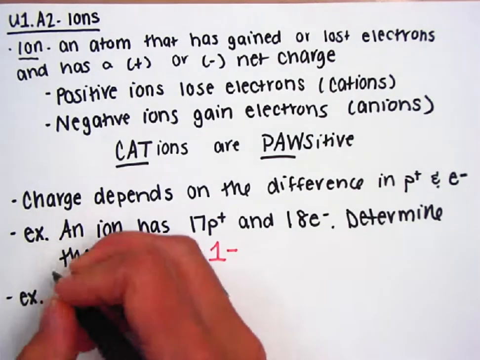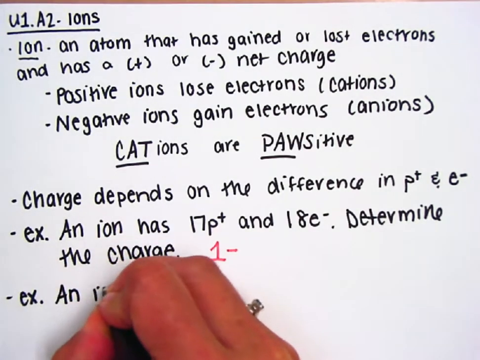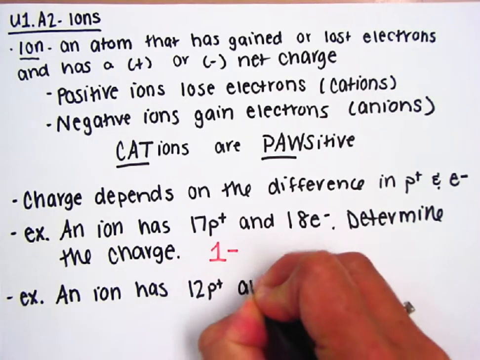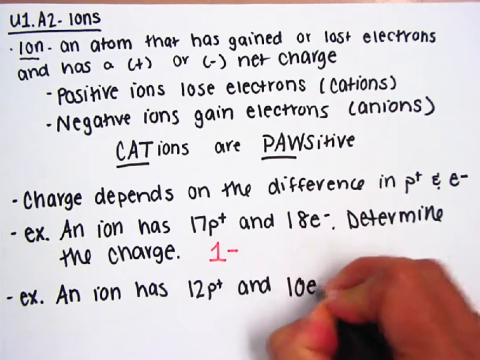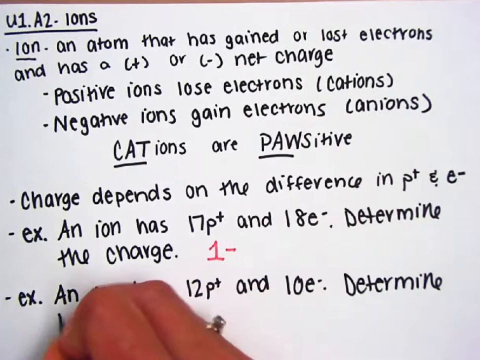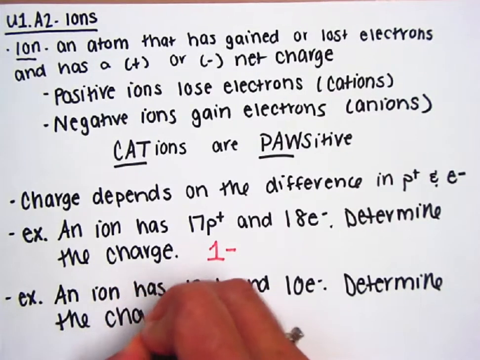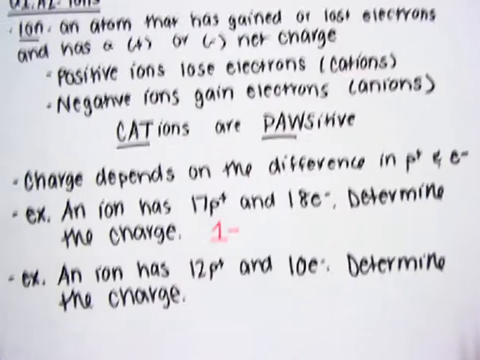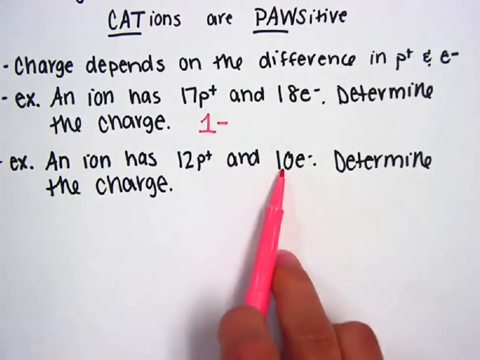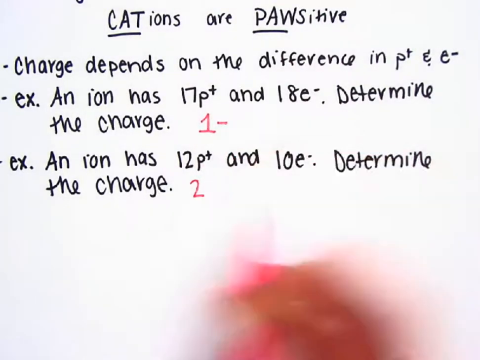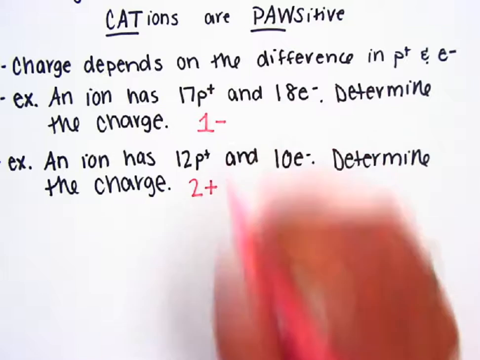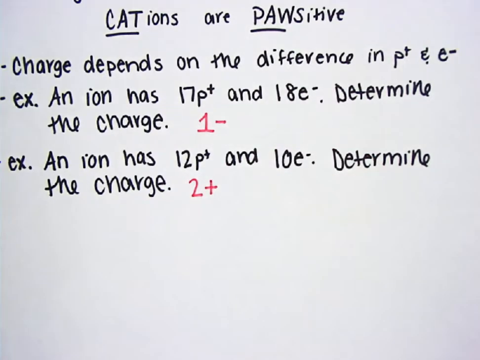Let's look at another example, example 2. An ion has 12 protons and 10 electrons. Determine the charge. So again, we want to look at the difference between our protons and electrons. My difference would be 2. I have 2 more positive charges than negative charges, so my charge would be 2 plus.